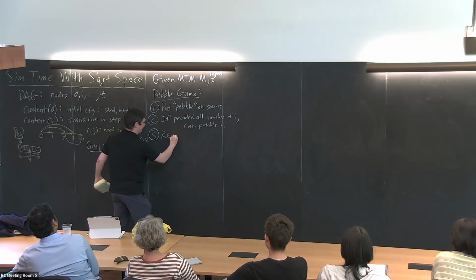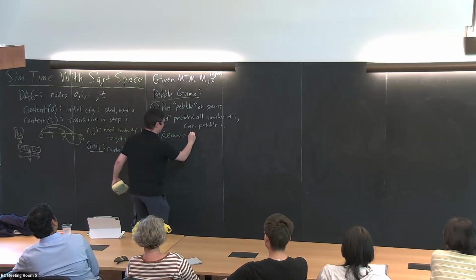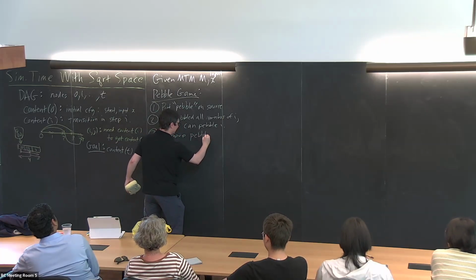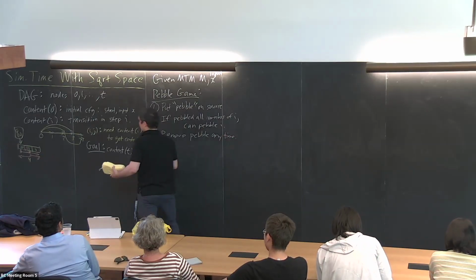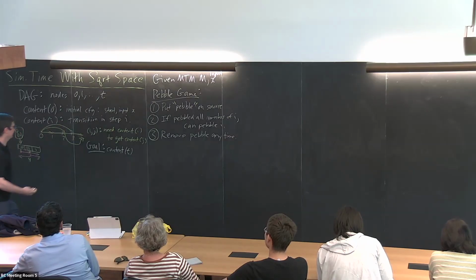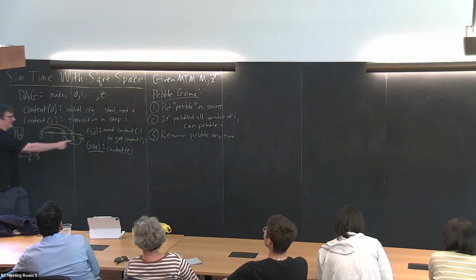I want to aggressively remove pebbles anytime I can. So we can think of modeling space complexity as the minimum number of pebbles I need to pebble the last node in the stack.